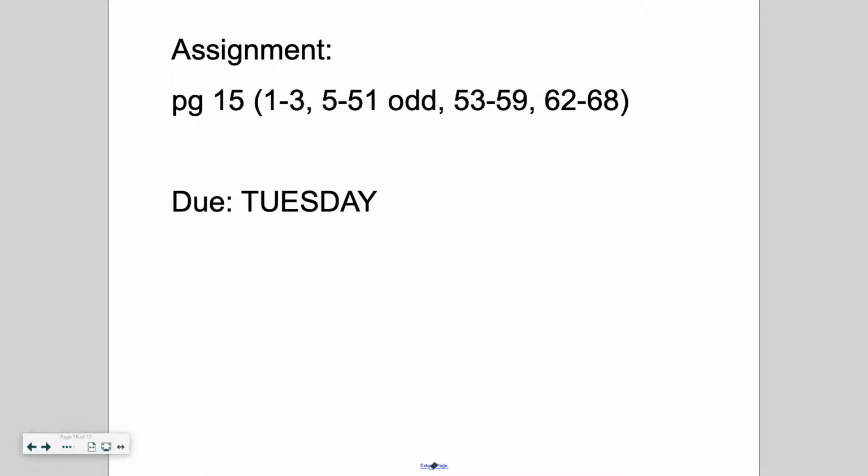I would really focus on the 53 through 68. They're not hard, but they're word problems. That kind of goes over what we did. That's what I would focus my attention on because I think you can do the rest of them.